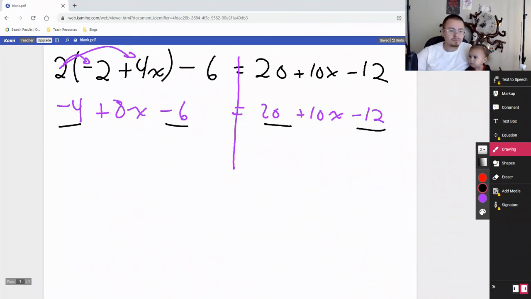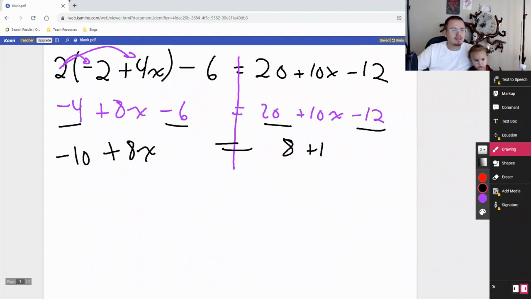Alright. So on the left-hand side, a negative 4 and a negative 6 makes a negative 10, plus 8x, equals 20 and a negative 12 make an 8, plus 10x. Look at that symmetry in those numbers. It's beautiful. Now what I see is that I have x's on both sides, and we don't like that. We cannot finish this equation until we get the variables on one side. So we're going to subtract 8x on both sides.